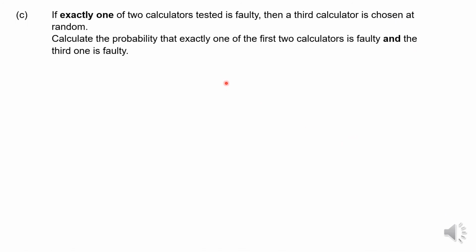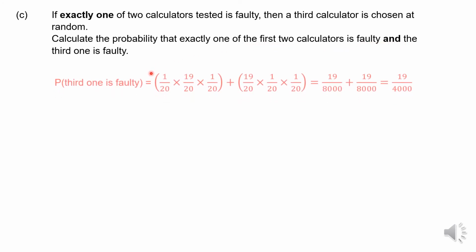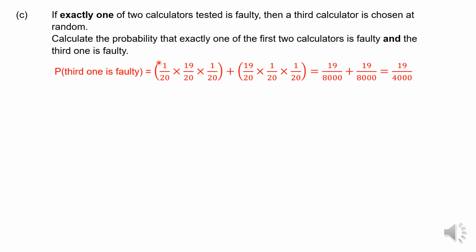Right, so exactly one of the calculators tested is faulty, then a third is chosen at random. Now you're supposed to calculate the probability that one of the first two is faulty and the third one is faulty. So that is 1 over 20 times 19 over 20, and also 19 over 20 times 1 over 20, which we know from previously. And the third one is faulty, so I must multiply again by 1 over 20. So you get 19 over 4,000 when I simplify 38 over 8,000. Please make sure you pause, go back to the question, refer back and see where you went wrong.